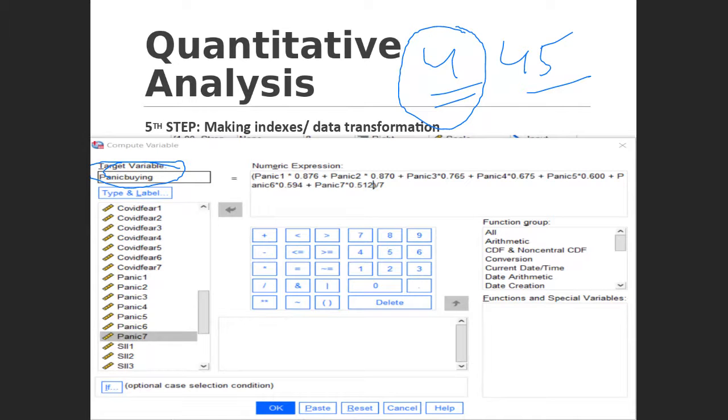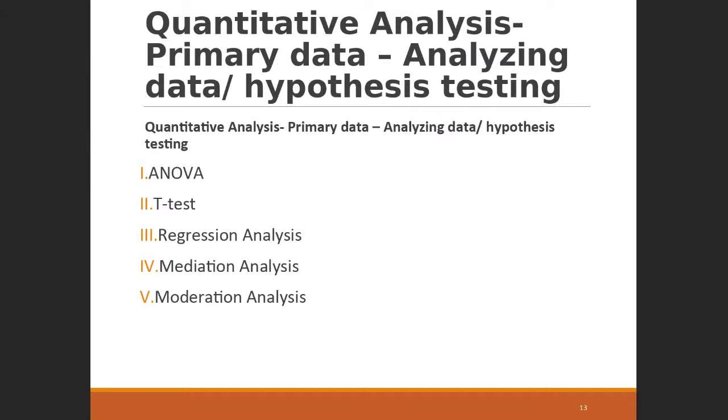Okay, so after preparing your data, the next step is analyzing your data. The next step is hypothesis testing. There are many tests which can help you in hypothesis testing. Usually we use the ANOVA test, t-test, regression test, mediation test, and moderation analysis. Let me give a brief overview of these particular tests.